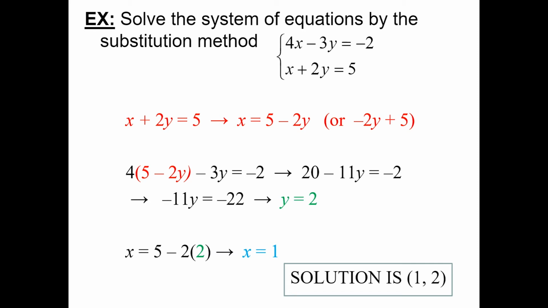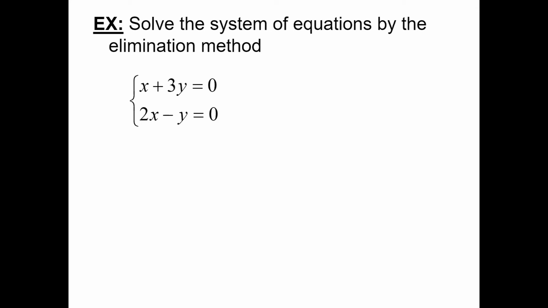Now, the last way to solve systems of equations is going to be called elimination. Some people call this linear combination. It's really the same thing. The basic idea here is we want to add the equations in such a way that one of our variables is eliminated. So in this example, notice that if we do add the equations as is, we run into a problem because neither one of my variables, x or y, neither one cancels.